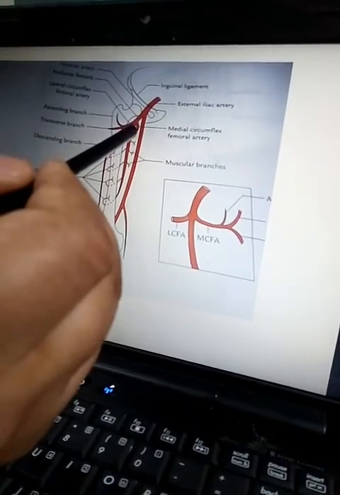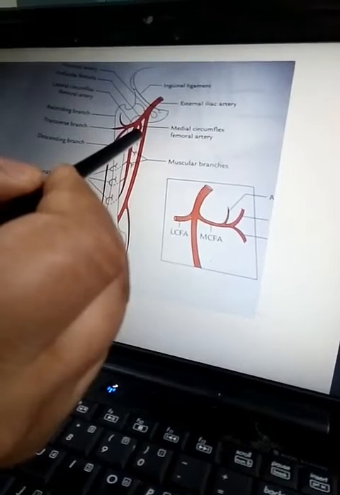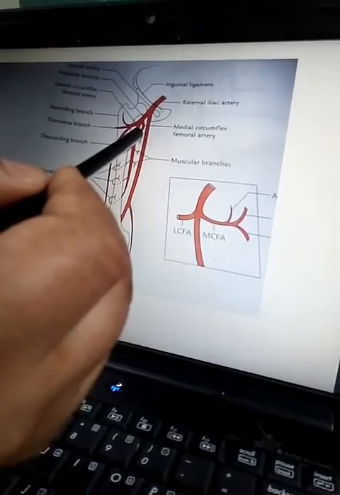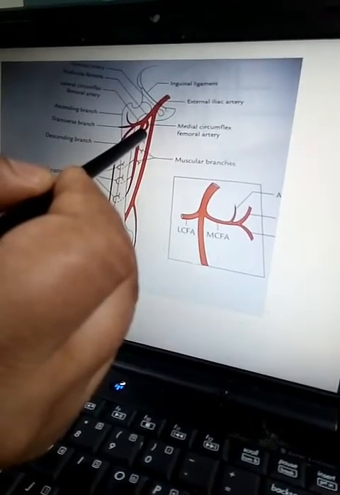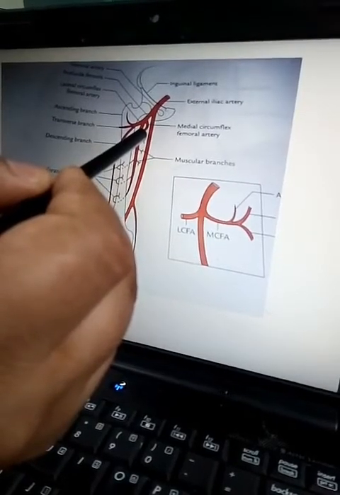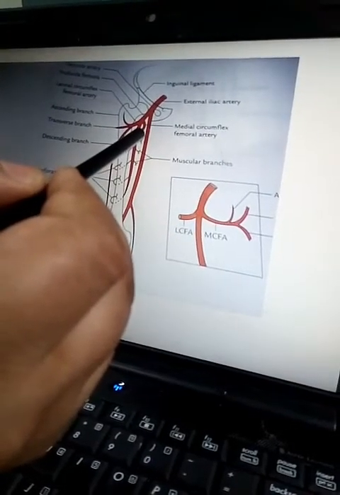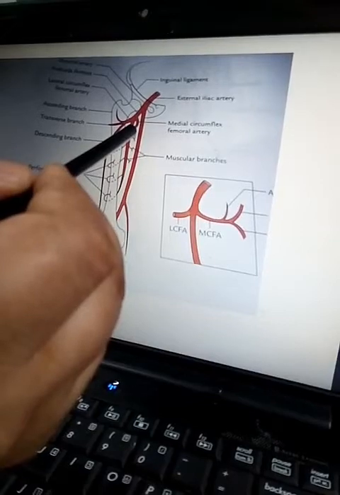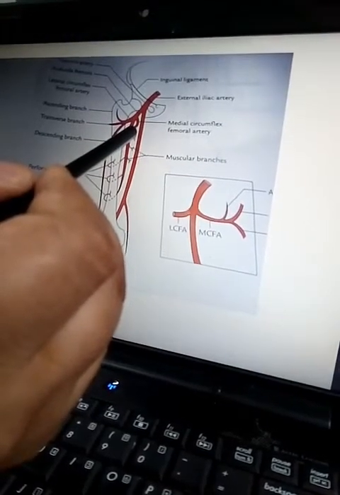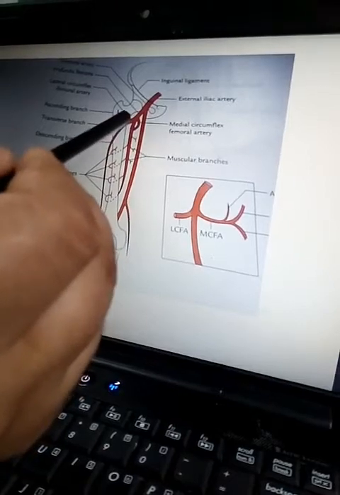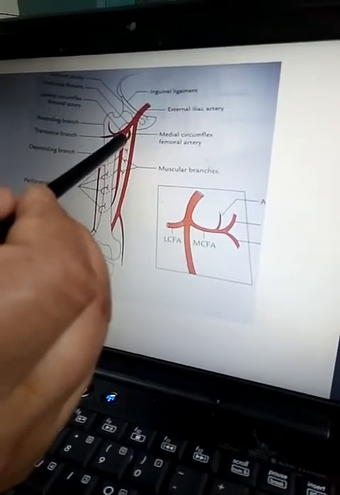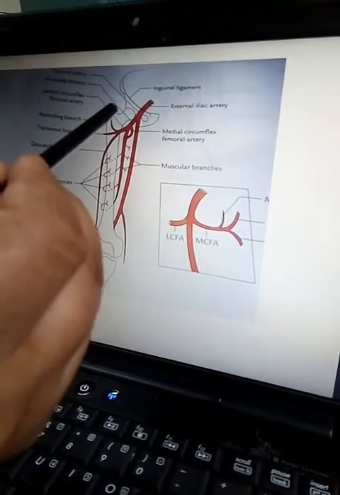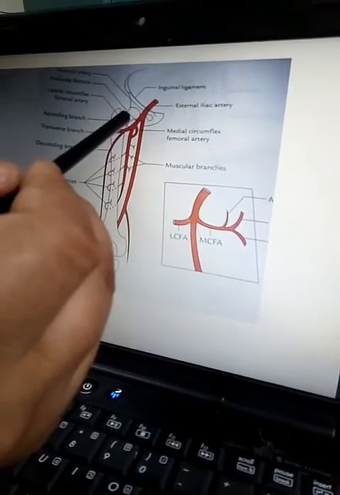Now the medial circumflex femoral artery leaves the femoral triangle by passing posteriorly between the pectineus and psoas major muscles. It passes successively between the obturator externus and adductor brevis and between the quadratus femoris and upper border of adductor magnus. This medial circumflex femoral artery gives off transverse and ascending branches. The transverse branch takes part in the formation of the cruciate anastomosis. The ascending branch passes to the trochanteric fossa and takes part in the formation of the trochanteric anastomosis.